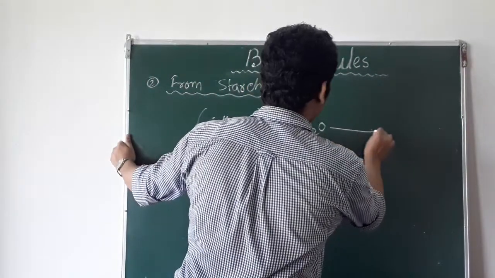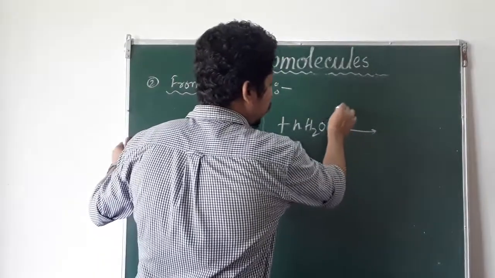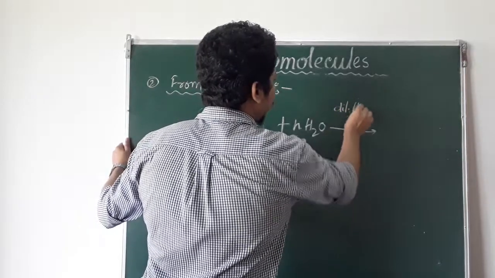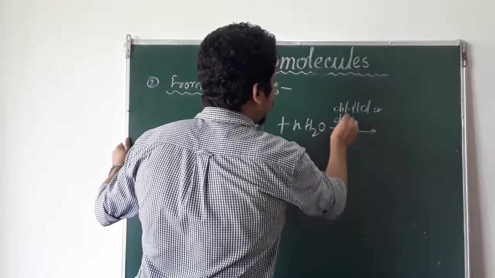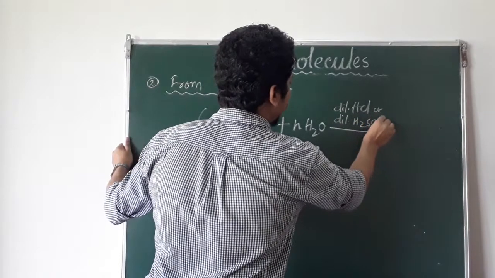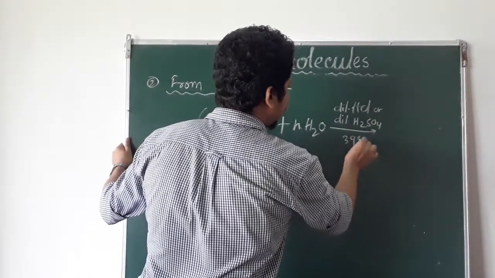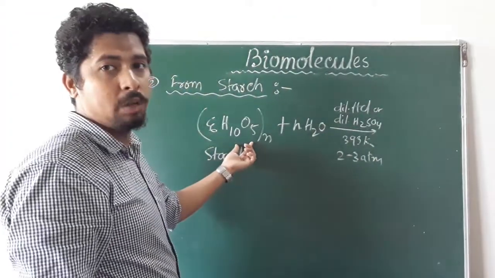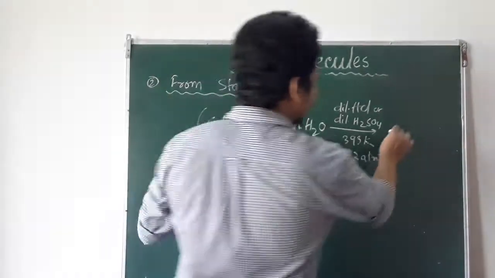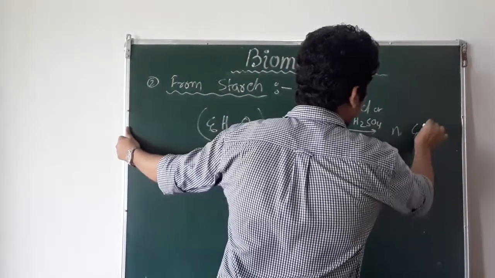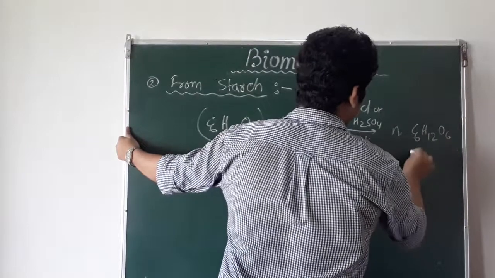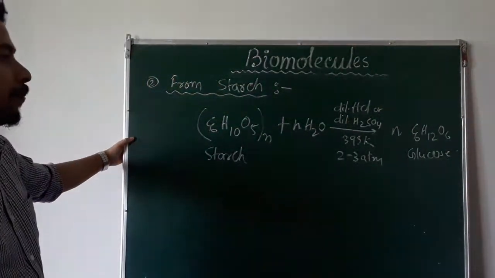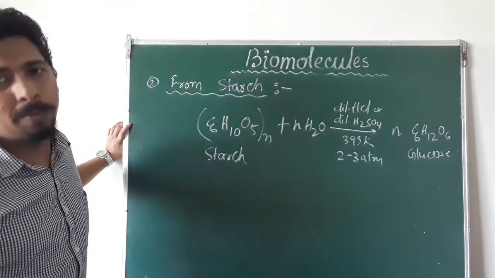Okay, so here you see, when you treat this starch with dilute HCl or dilute H2SO4 at a temperature of 393 Kelvin and 2 to 3 atmospheric pressure, when it is hydrolyzed, it will give a large number of glucose units. So it will give n molecules of C6H12O6. This is nothing but glucose. Okay, so these are the methods for the preparation of glucose.